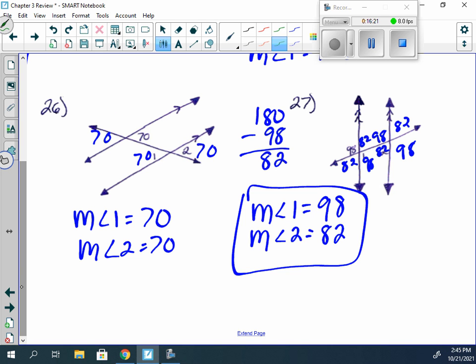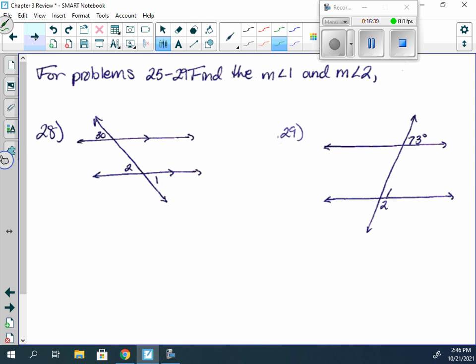And if we wanted the rest of them, it would end up being 110. And that's it. Questions on this here? So what does it mean when they have those arrows on the line? Parallel.